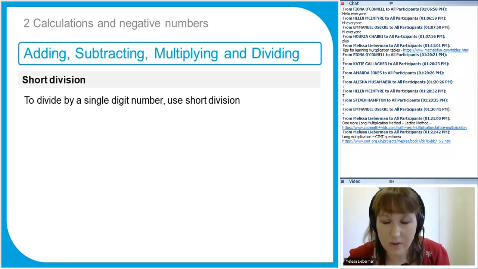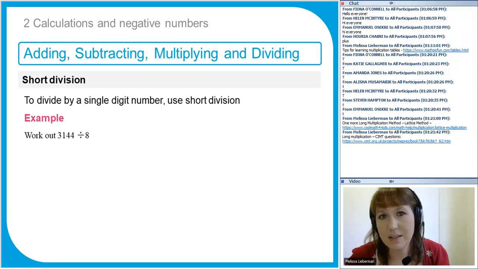But you do need short division. I think of division as the inverse of multiplication, so it's worth practicing your division if you're not confident with it. Let's have a look at some examples. Short division is just when we divide a big number by a single digit number. For example, we've got here 3,144 divided by 8.